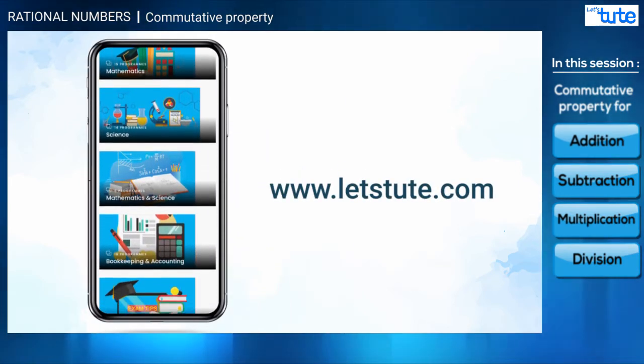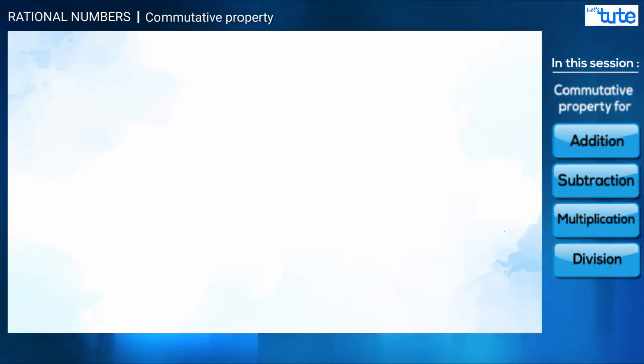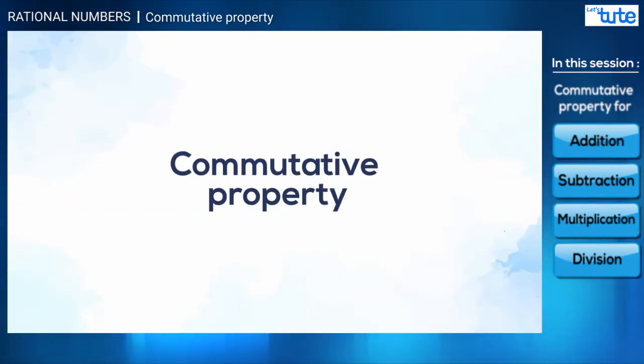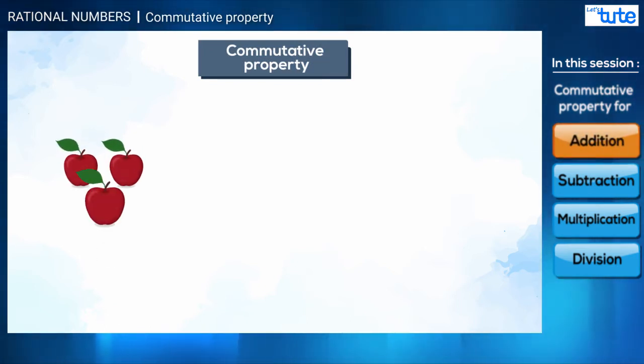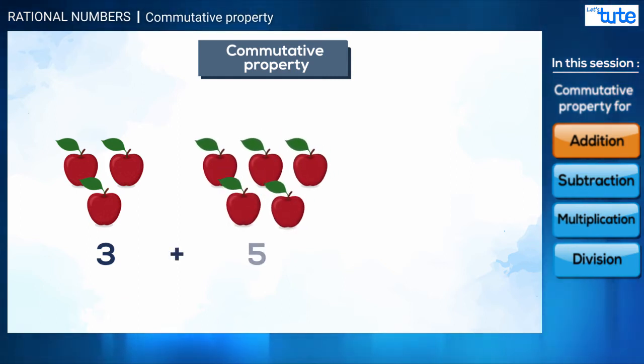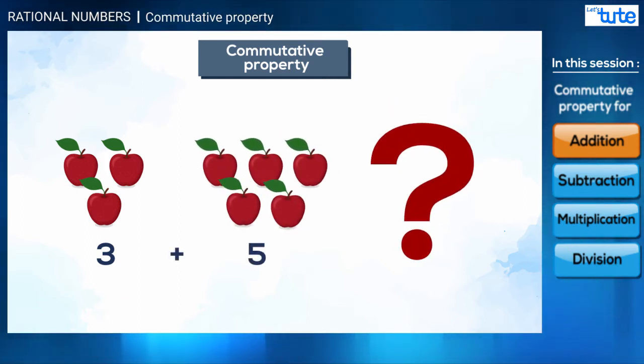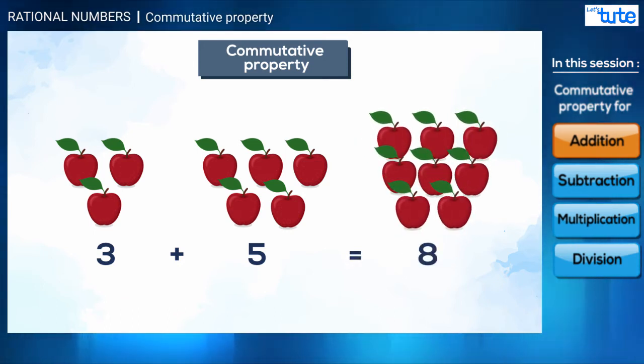www.letstube.com. In this session, we are going to learn about commutative property. So let's start the session by taking a situation. Suppose you have 3 apples in your bag and you bought 5 more apples. Then how many apples are in your bag now? Total 8 apples, right?